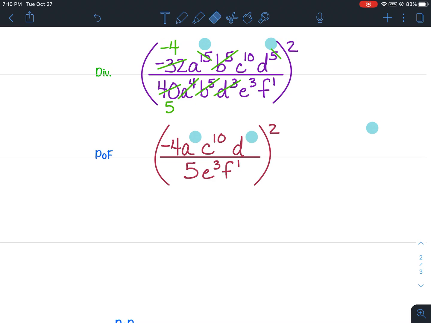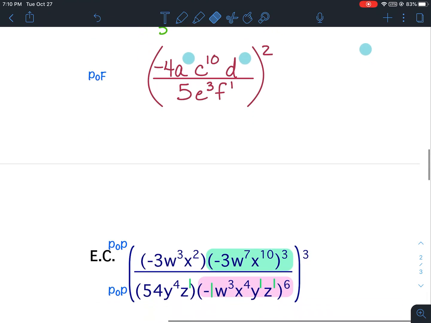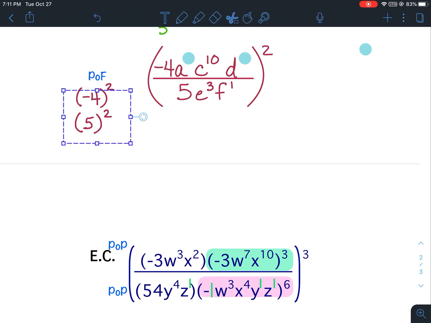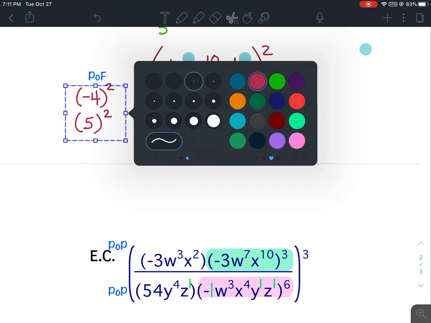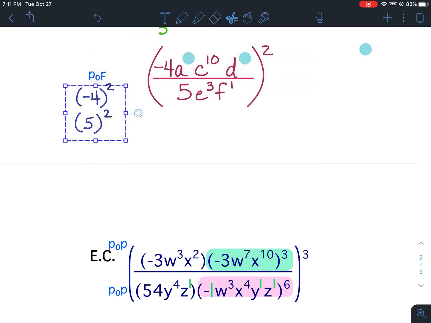All right, now we are ready for power of a fraction. Anytime you have either power of a product or power of a fraction, remember you're looking for these coefficients and we're going to raise them to those exponents. So I've got -4 to the second power and 5 to the second power.